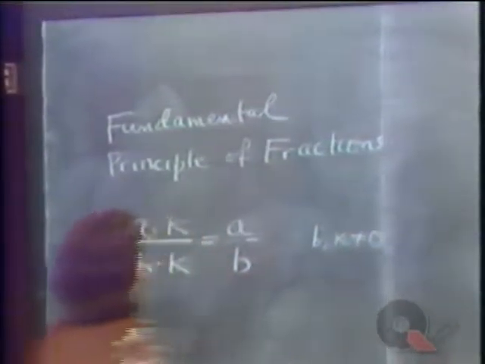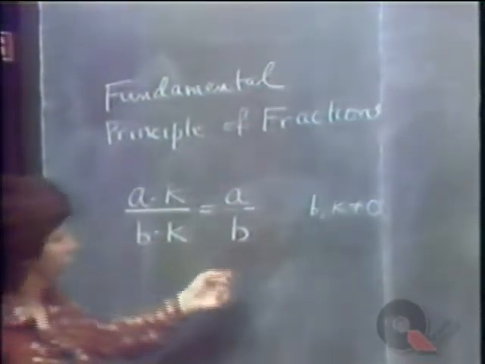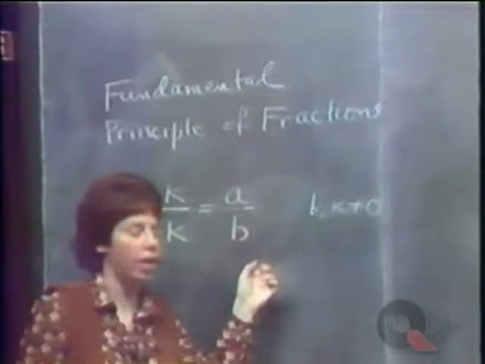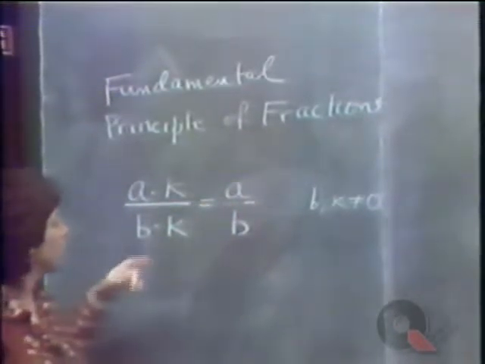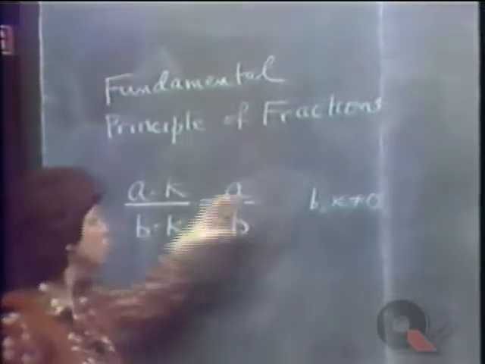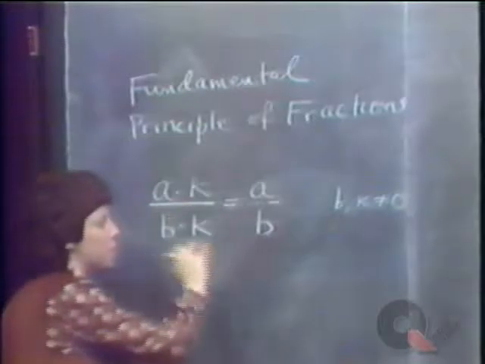Now let me explain the fundamental principle in words. If you start with a fraction, say A over B, and you multiply the numerator and the denominator by the same non-zero quantity, K, you get an equivalent fraction. In other words, A over B is equal to AK over BK.